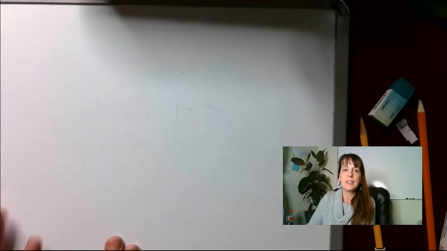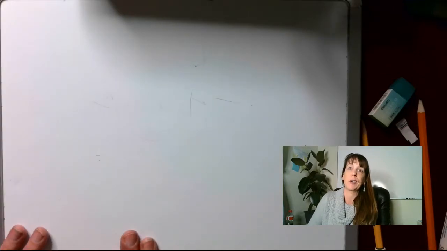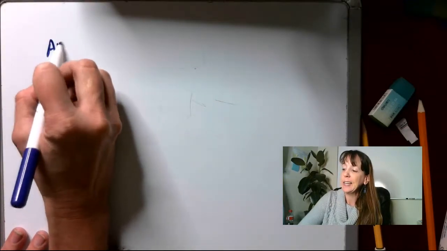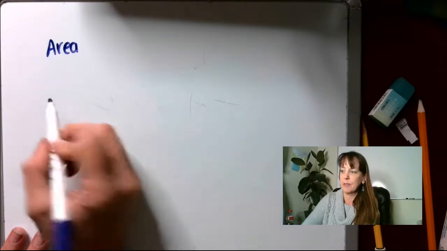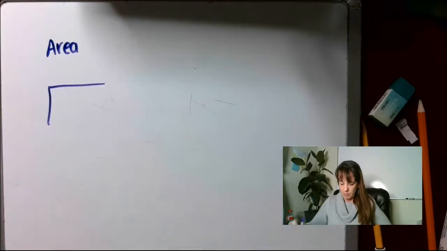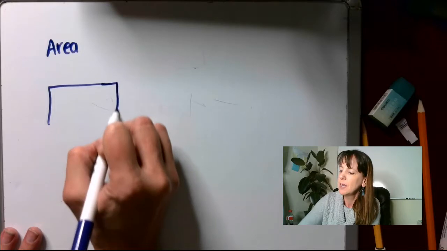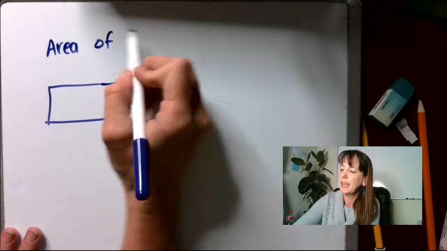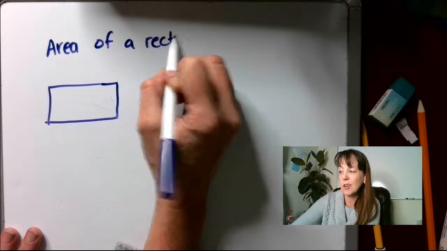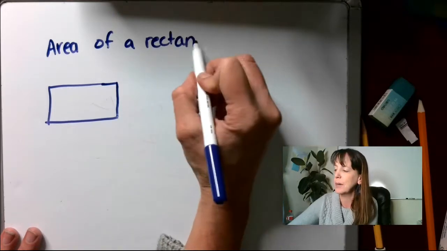and copy down everything that I'm writing because this is how you need to show your work, okay? First things first, area. We're going to talk about rectangles today for the most part. So the area of a rectangle. This also includes squares because squares are a type of rectangle.